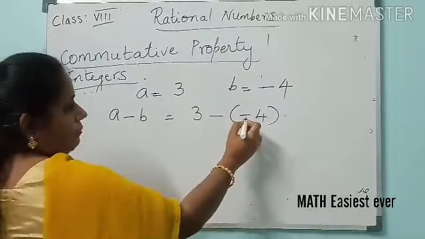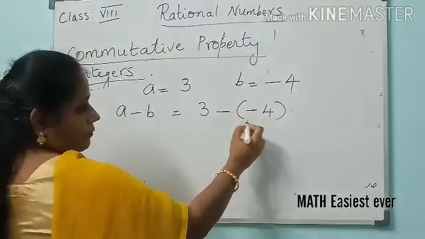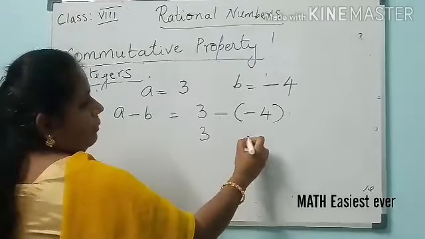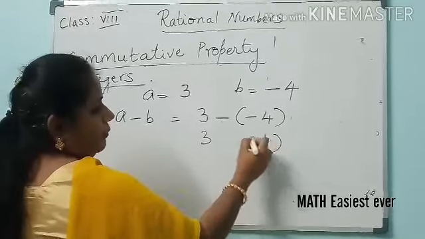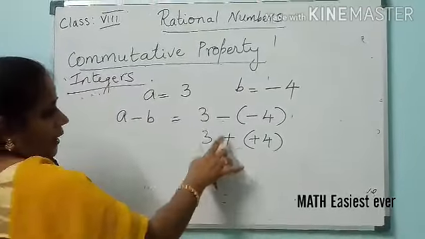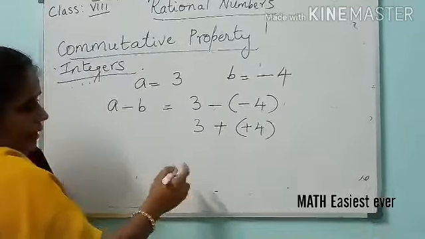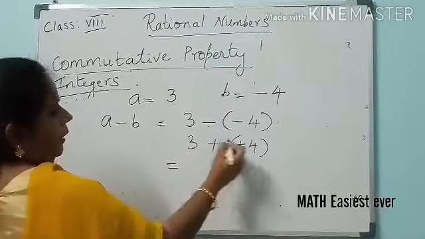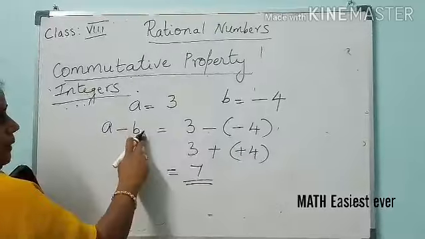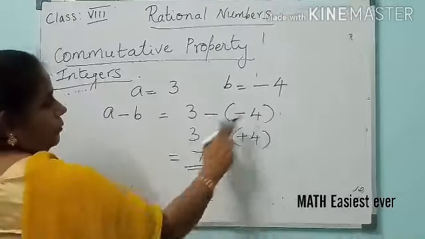Now, find the additive inverse because it's subtraction. The additive inverse of minus 4 is plus 4, and do it like this: you'll change the minus sign to a plus sign. Now, 3 plus 4, it's 7. So, A minus B, 3 minus minus 4, is 7.